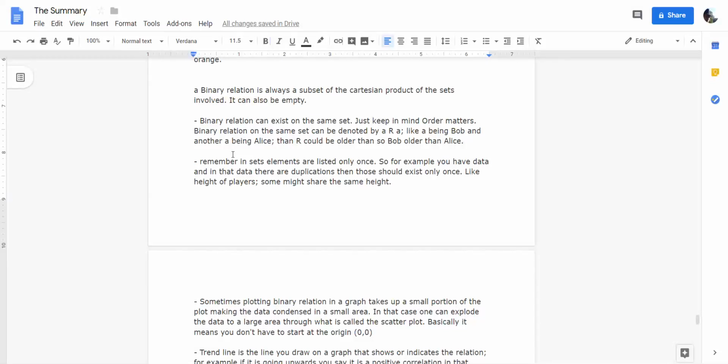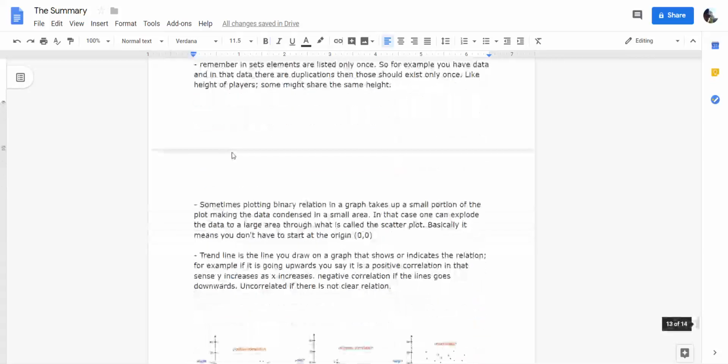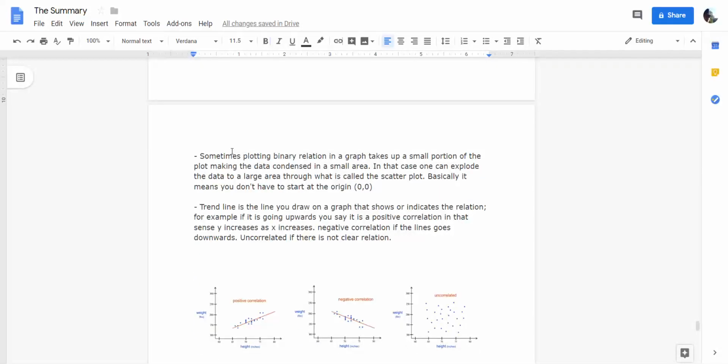Just keep in mind order matters. A binary relation in the same set can be denoted by A R A, like one element being Bob and another being Alice. Then R could be "older than", so Bob is older than Alice. The relation R is in the same set. And there are no duplicates in sets, of course.